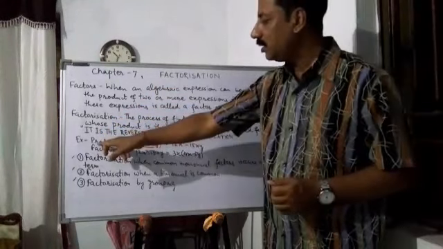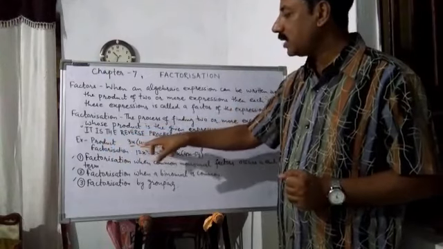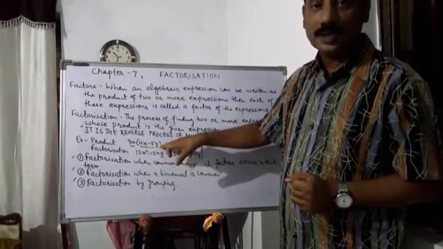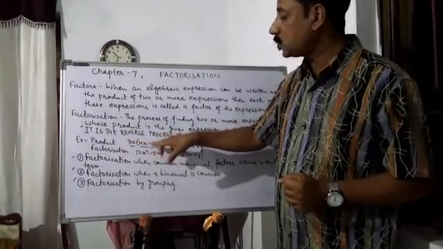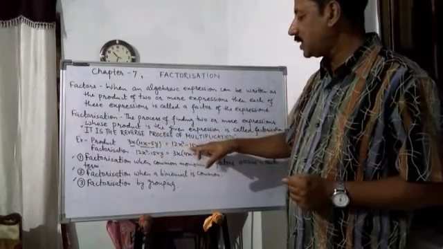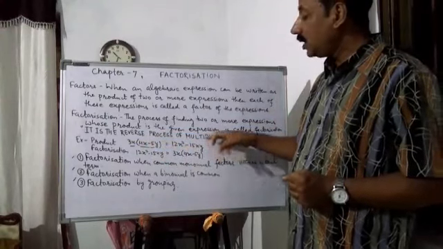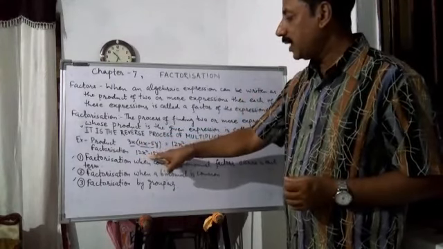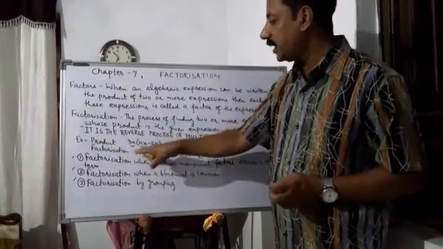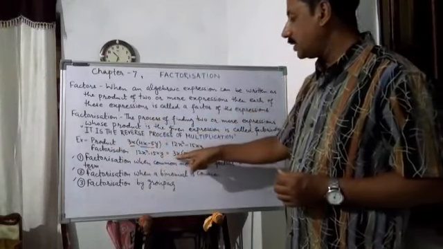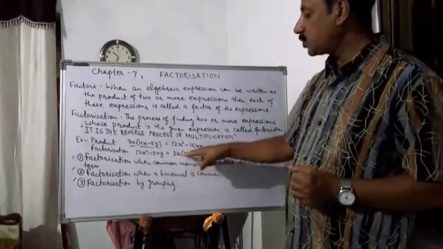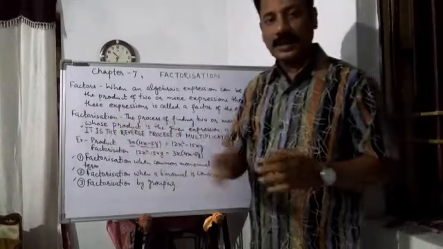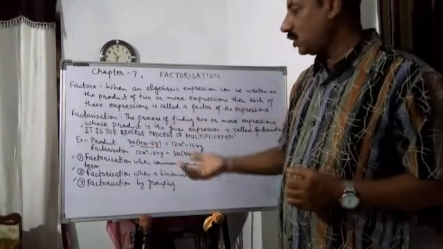Now here is the example: the product of 3x, which is a monomial term, and 4x minus 5y, which is a binomial term, gives 12x square minus 15xy. Now if we reverse this situation, we have to factorize 12x square minus 15xy so that it becomes two expressions, that is 3x and 4x minus 5y. So I think you all know what factorization is.